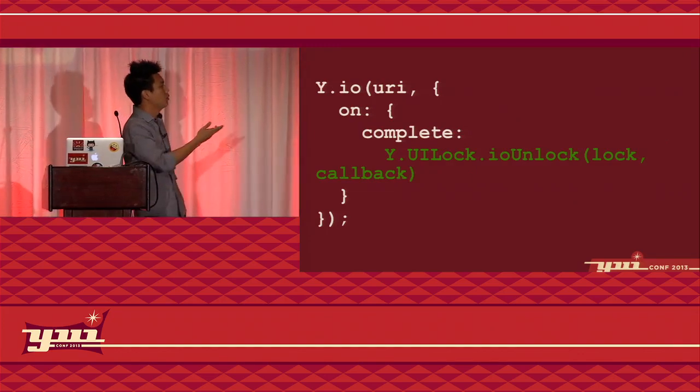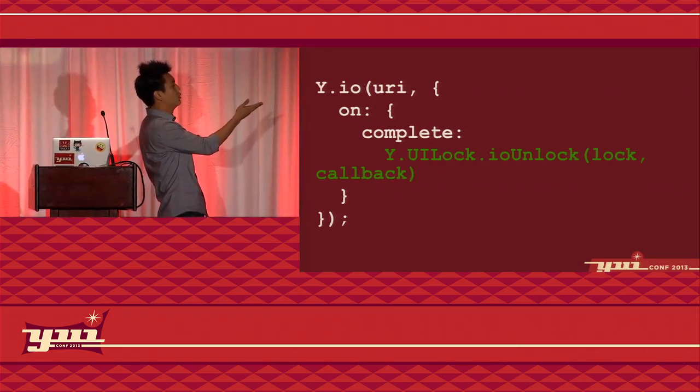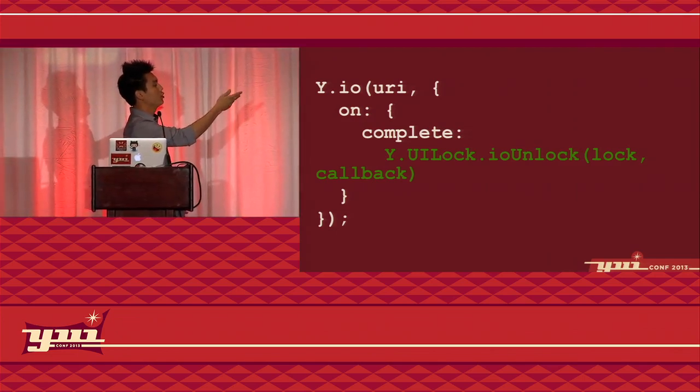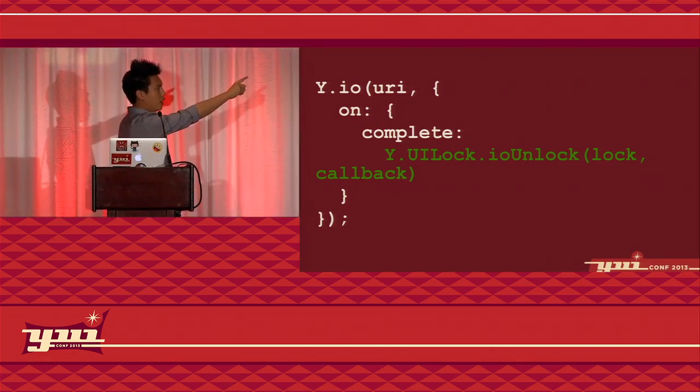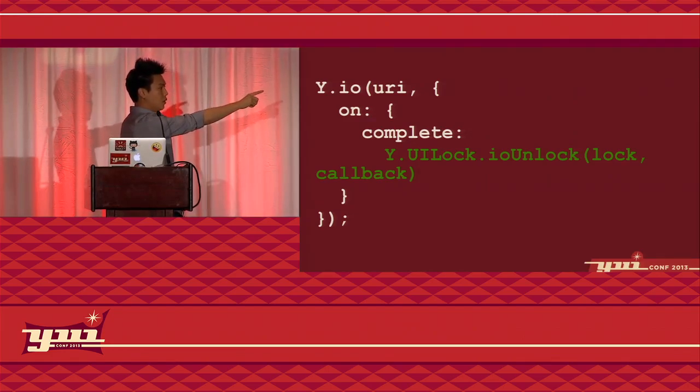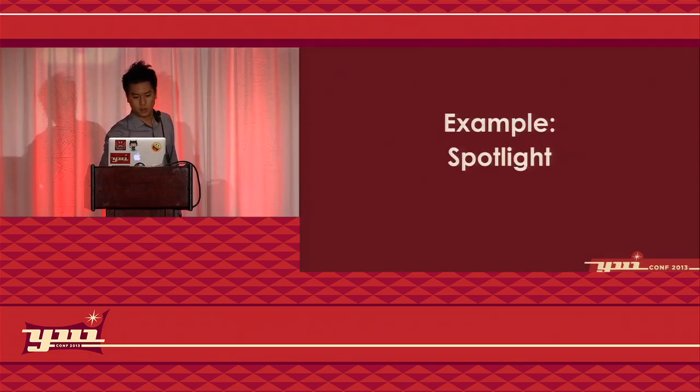So this is also where you unlock the button here. You give the lock and you basically return the function. That's why it's on the y.io. Use the onComplete, we actually call the functions. The y.ui lock, the io unlock returns the function.